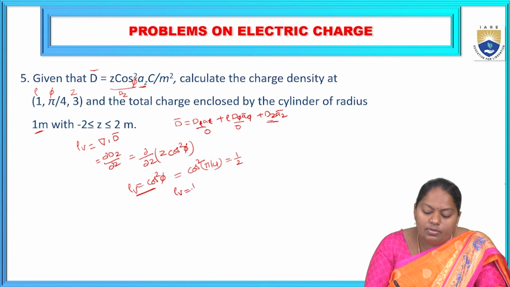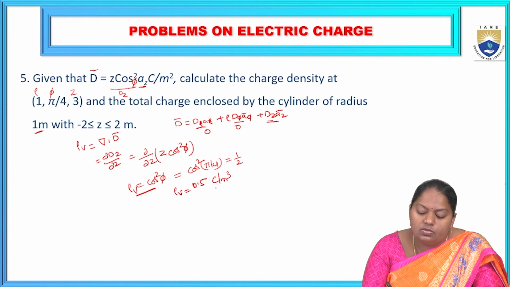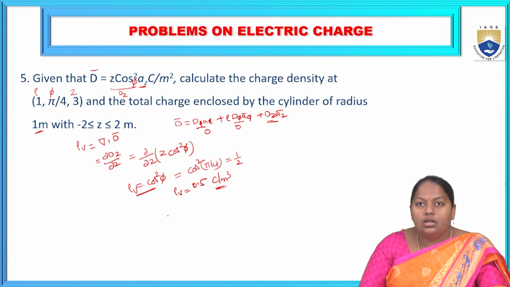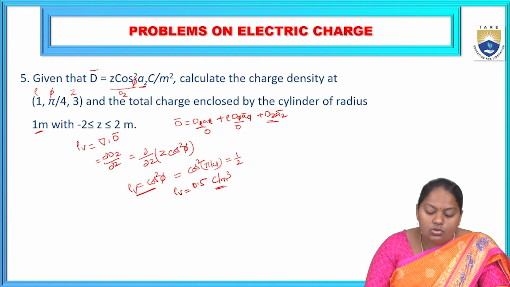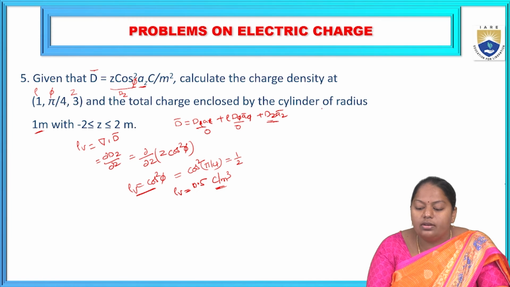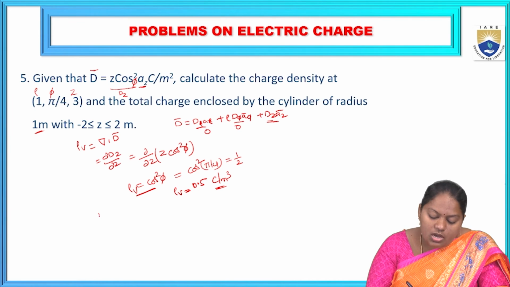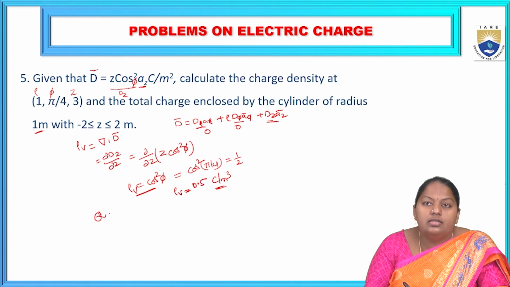And this rho v can be given as 0.5, that is 1 by 2, and generally it is to be measured in terms of coulomb per meter cube. So rho v equal to 0.5 coulomb per meter cube is to be obtained. Then after this, total charge enclosed by the cylinder of radius rho value as 1 meter is given. We need to find the charge.